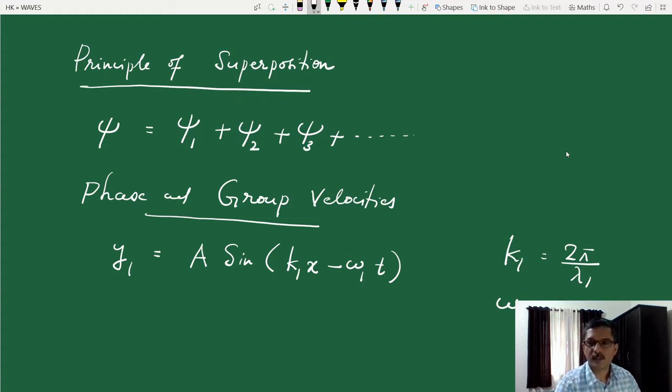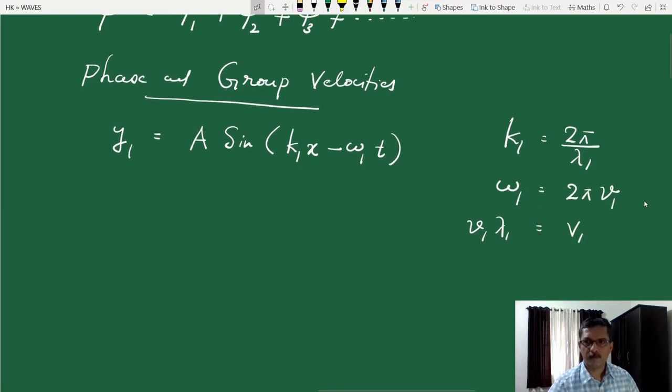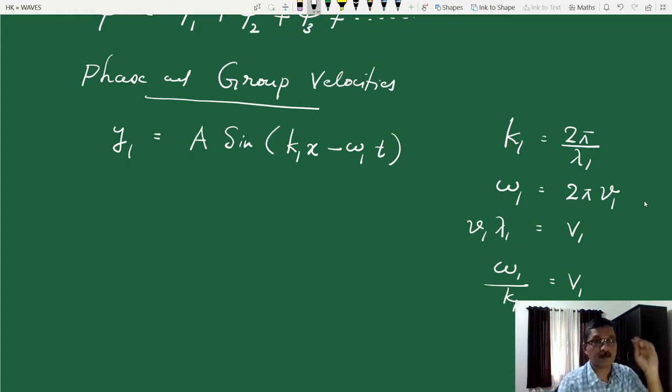nu 1 is the frequency, and this nu 1 times lambda 1 is v1, the phase velocity of the first wave. We know that we can also write this phase velocity as omega by k. So omega 1 by k1 is v1. When you take omega 1 by k1, you automatically get nu 1 lambda 1. So this is the first wave traveling along the positive x direction with wavelength lambda.